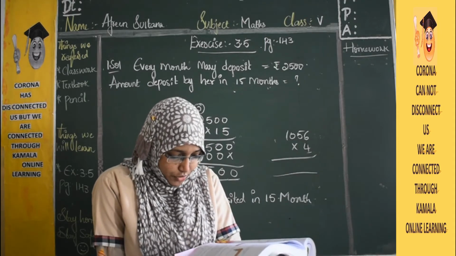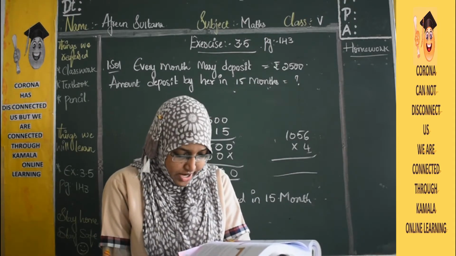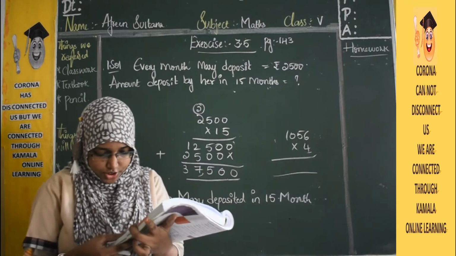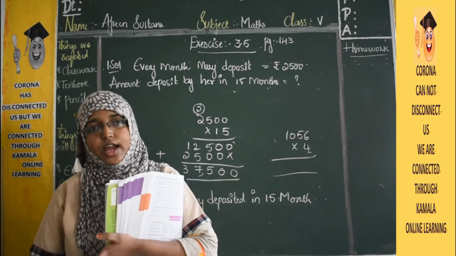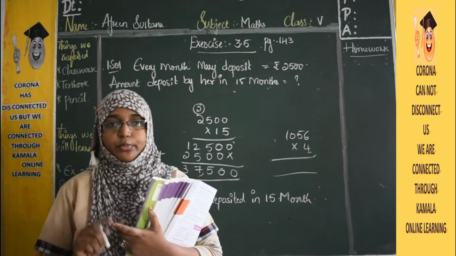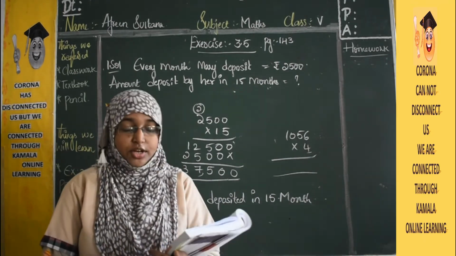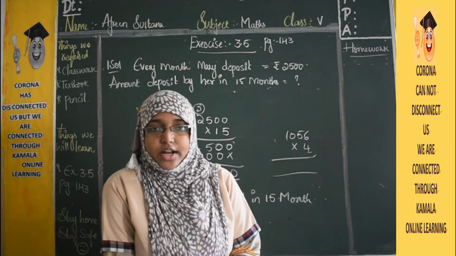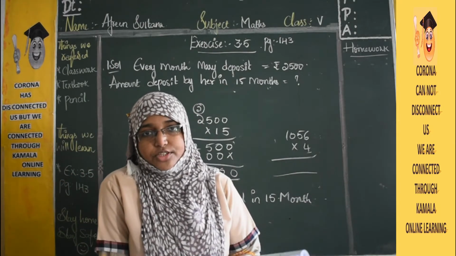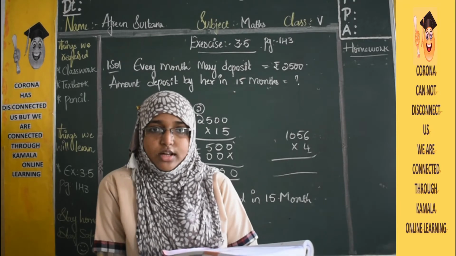Next, the fifth one. The cost of a computer is rupees 19,565. Find the cost of 412 such computers. Same like the cost of one pencil. What is the cost of 10 pencils? So here the cost of one computer is around 19,565. They are asking what will be the cost of 412 such computers. To find out, we'll multiply both the values.